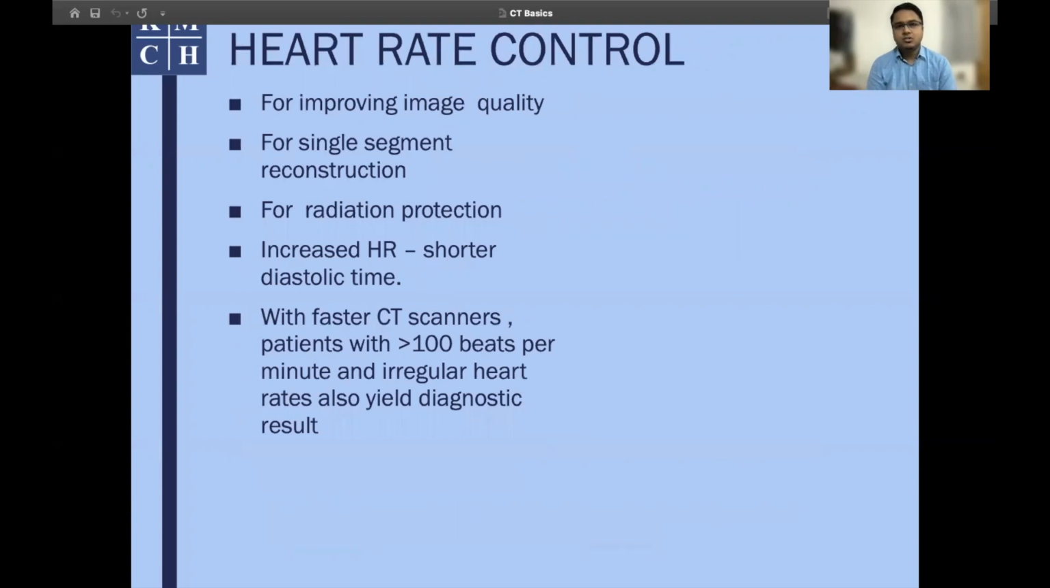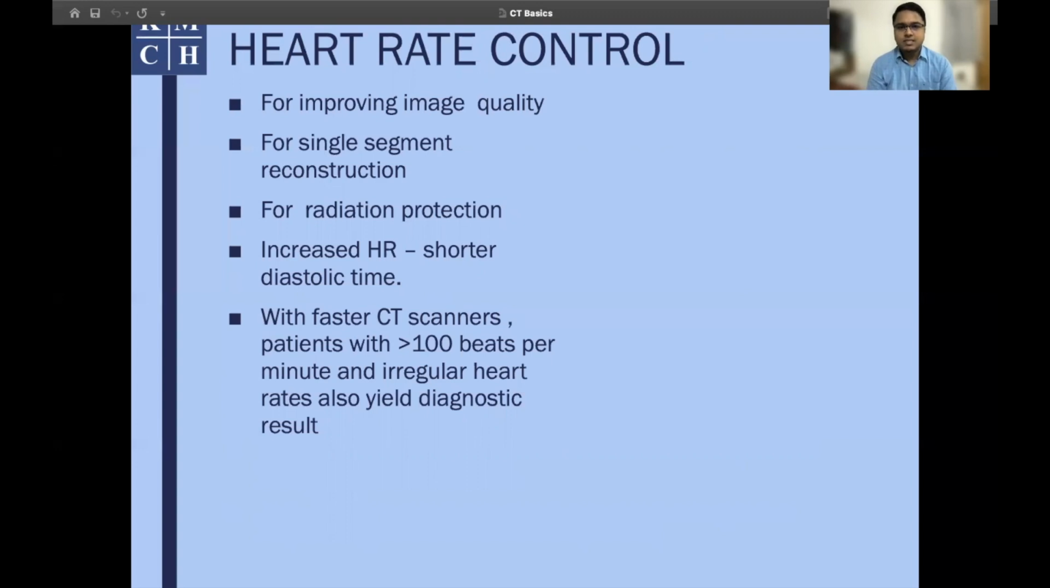Coming to heart rate control, this is essential for improving the image quality, and a good stable low heart rate will give you good images with single segment reconstruction. Also, the radiation dose comes down drastically if the heart rate is well under control. This is because with an increasing heart rate, the diastolic time of the cardiac cycle reduces, and we'll be forced to cover both the systole and the diastole of the cardiac cycle to get good quality images.